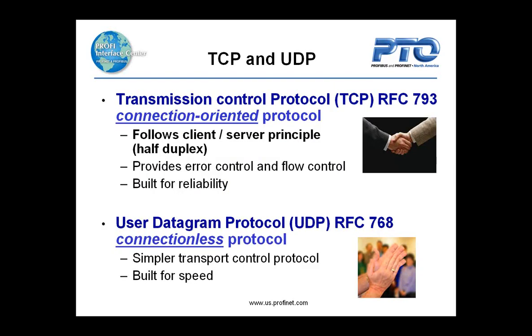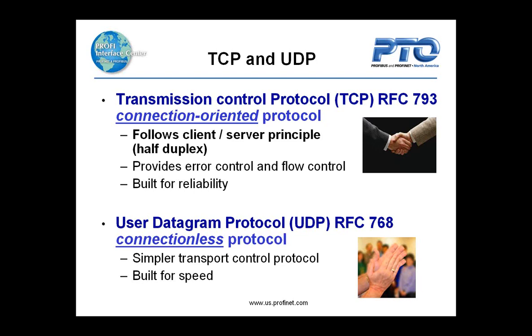What TCP does is, TCP or RFC 793 now allows us to do a connection. So we can create a connection to that partner, and we can follow a client-server principle. But keep in mind that the client-server principle is half duplex. So we have to say, server, here's some data for you. Can you process this data? Now the server says, yes, I can. Here's what I need to do, and he lets you know. It is built for reliability.